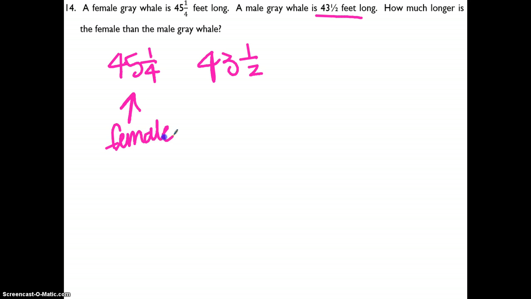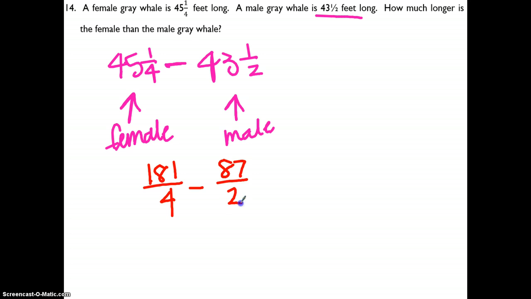Number 14, a female gray whale is 45 1/4 feet long. A male gray whale is 43 1/2. How much longer is the female than the male? If I'm trying to find out how much longer this first one is, I'm going to use the operation of subtraction. Subtraction is the same as addition. I need to turn them into improper fractions. So I get 181 over 4 minus 87 over 2.